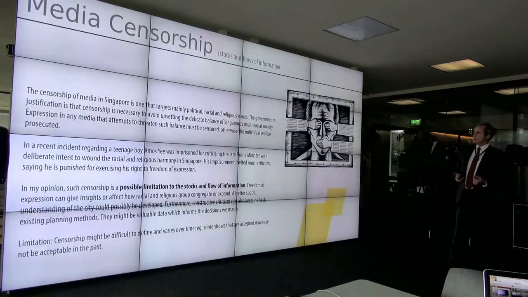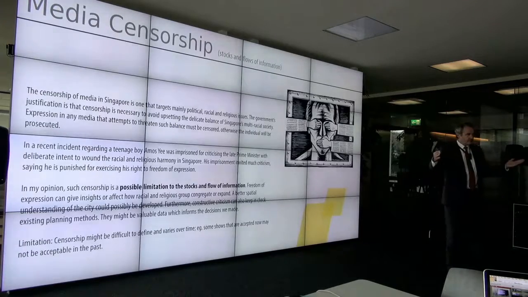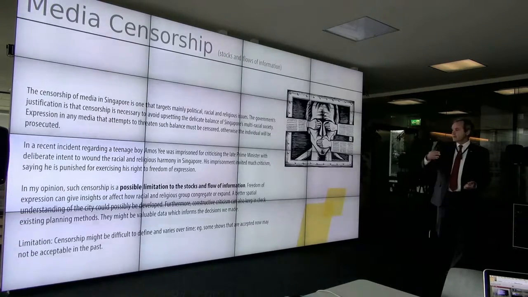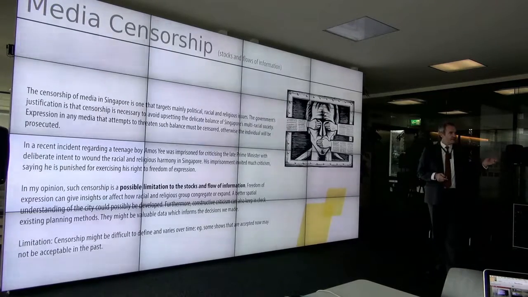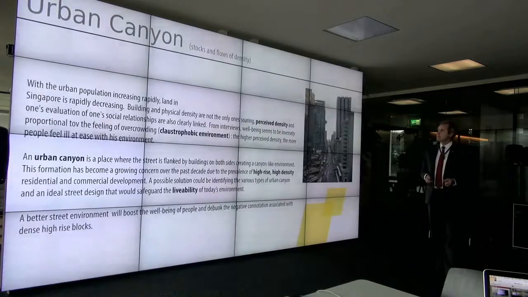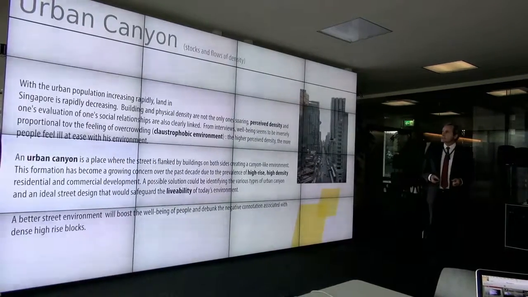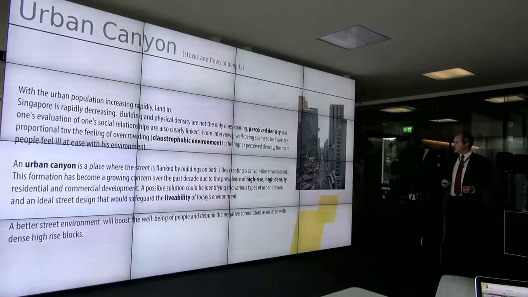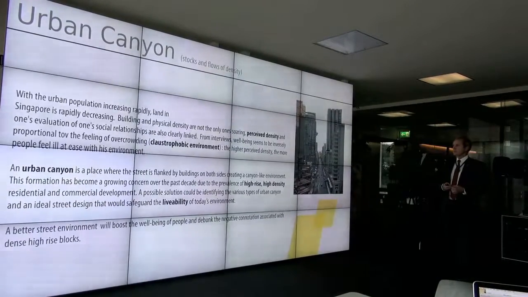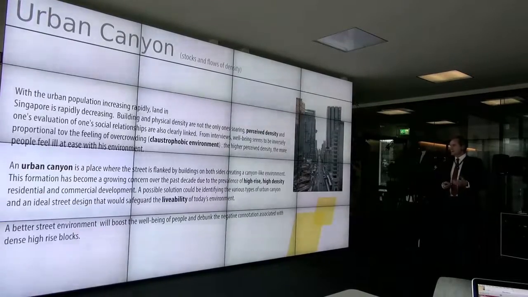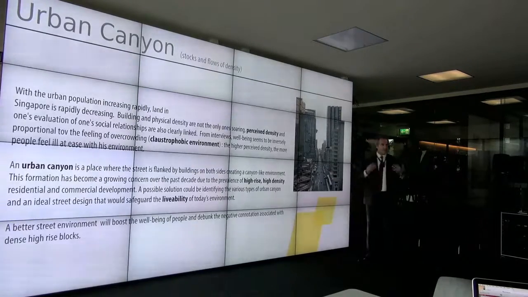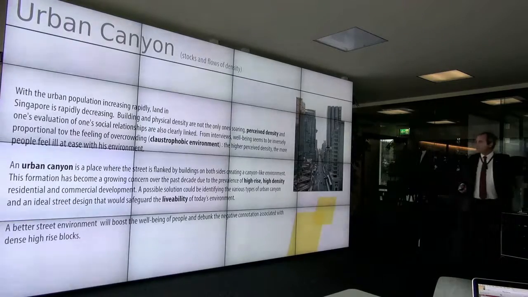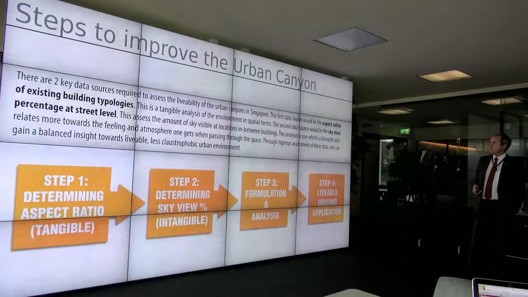Then he talks about media censorship, because the different media are organized in a particular way, so the stocks and flows of information, he says, are limited by this effect. And he describes the urban canyons, stops and flows of density. This, of course, is not specific to Singapore, but to many other places as well. And in the urban canyons, as we know from many experiments and from reality and also from theory, the climatic conditions and the livability are radically different than from place in the countryside.